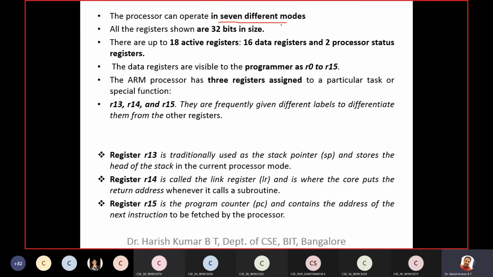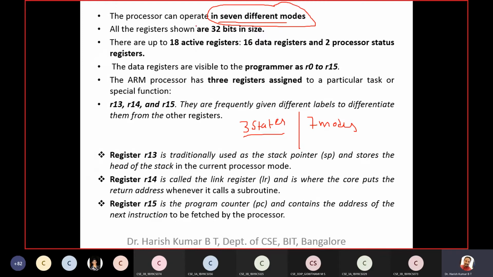It can operate in 3 states. 3 states. Don't confuse. Usually you'll confuse with this. It can operate in 3 states and in how many modes? 7 modes. So the ARM processor can operate in 7 different modes. Now, what are those 7 different modes?